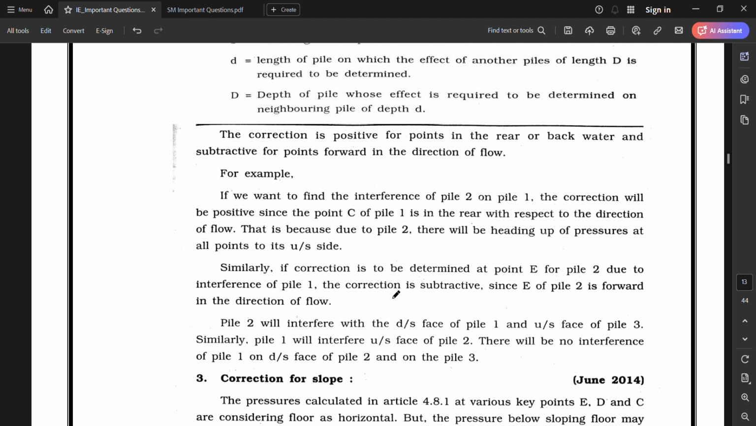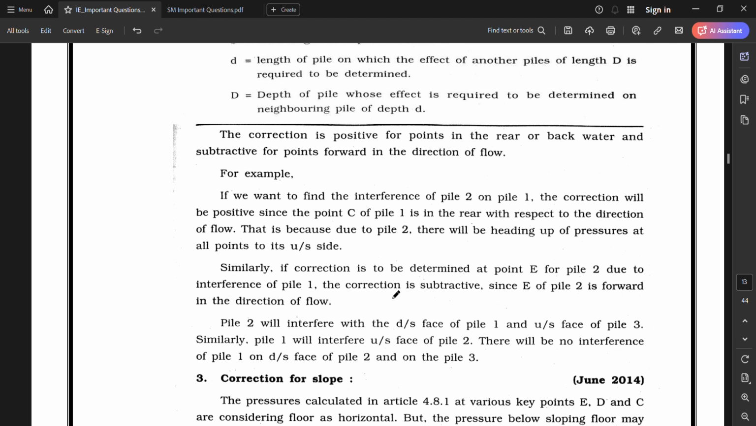This is because due to pile 2 there will be heading up of pressure at all the points to its upstream sides. Similarly, if the correction is to be determined at point E of pile 2 due to the interference of pile 1, the correction is subtractive since point E of pile 2 is forward in the direction of the flow. So pile 2 will interfere with the downstream face of pile 1 and the upstream face of pile 3. Similarly, pile 1 will interfere with the upstream face of the pile, and there will be no interference of pile 1 on the downstream face of pile 2 or pile 3.